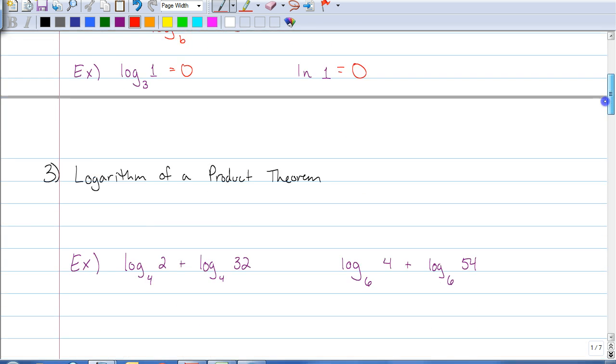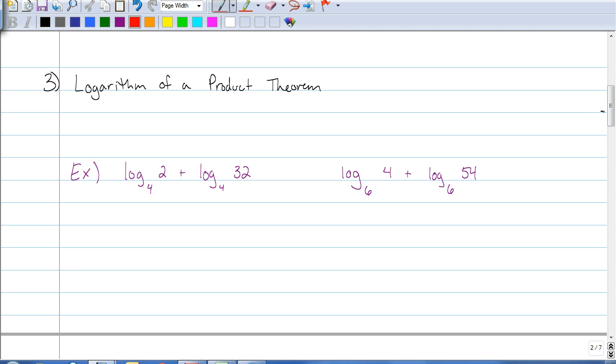Now is where it gets a little trickier. This is called the logarithm of a product theorem. What this states is that if we have, this is the general form, log base b of x plus log base b of y, that equals log base b of x times y. Now notice a couple of things here. Notice how the bases are the same here. Log base b of x and log base b of y is implying that you have the same base. So when you have the same base and you're adding the logarithms together, your answer is going to be the product of the two values. You're going to take the value x and the value y and multiply those two together.